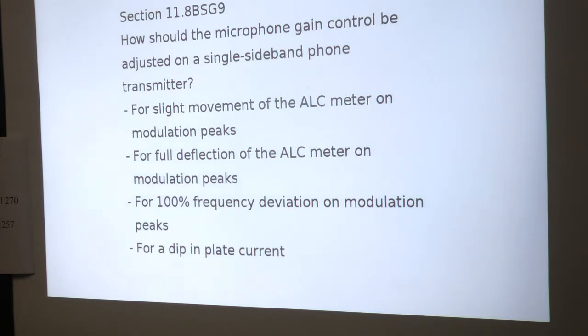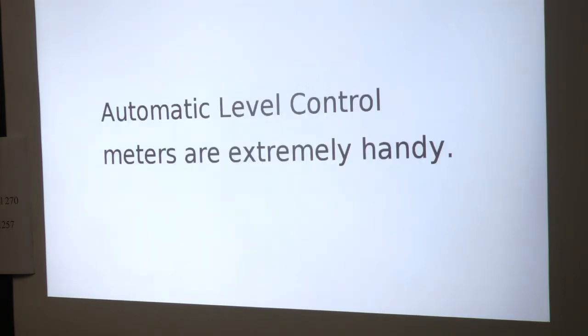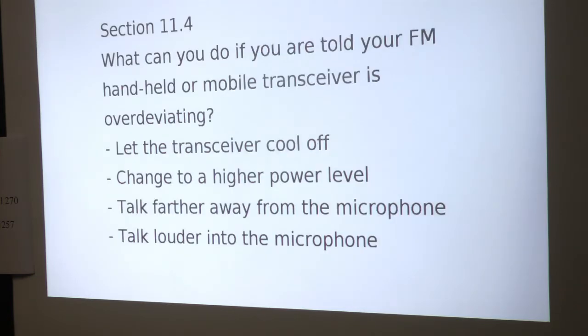Number 1, I think: slight movement of the ALC meter on modulation peaks. That's correct. The automatic level control meter is extremely handy. Typically an ALC meter has a green section, a little yellow section, then a red section, almost like an audio output meter. It should only kick into the green. It shouldn't go past that, where you're over-modulating.